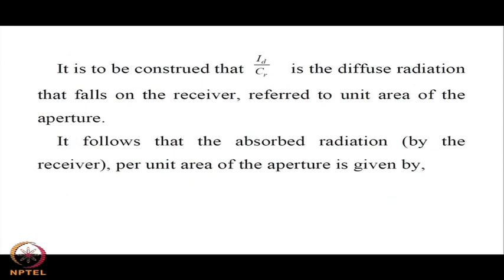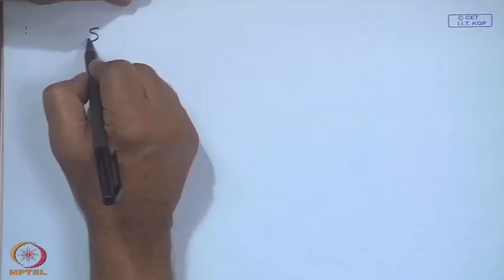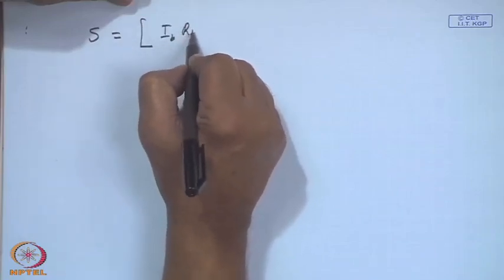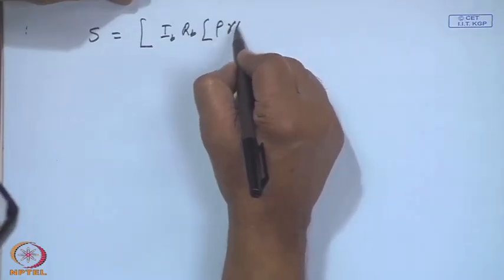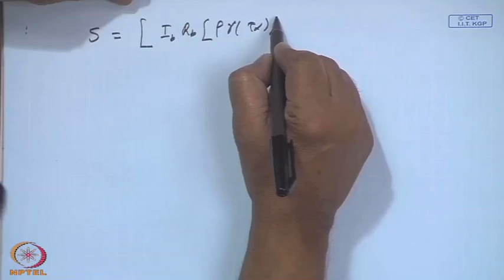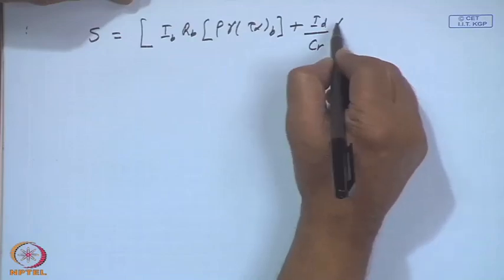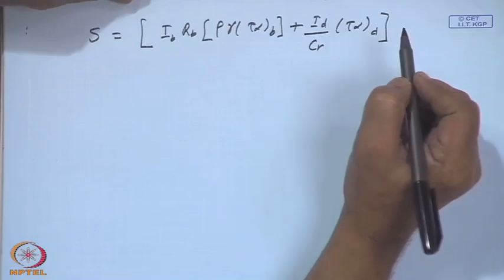So, it is to be construed that ID upon CR is the diffuse radiation that falls on the receiver referred to unit area of the aperture. So, it follows the absorbed energy should be IBRB, the radiation received, multiplied by the optical factors rho gamma tau alpha direct, plus ID upon CR multiplied by tau alpha for the diffuse component of the solar radiation.